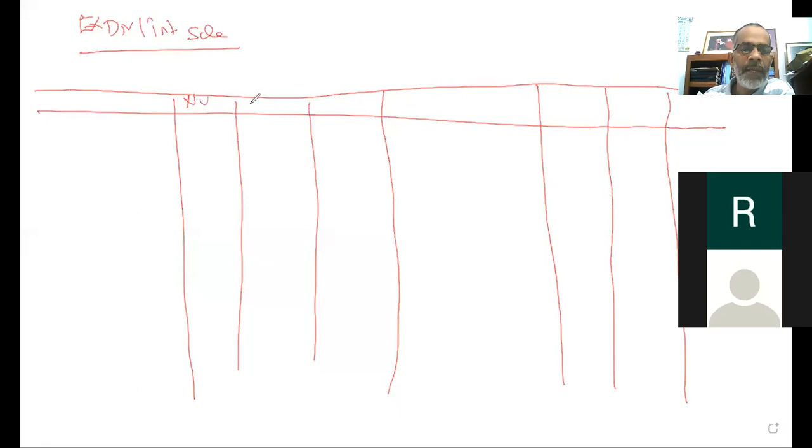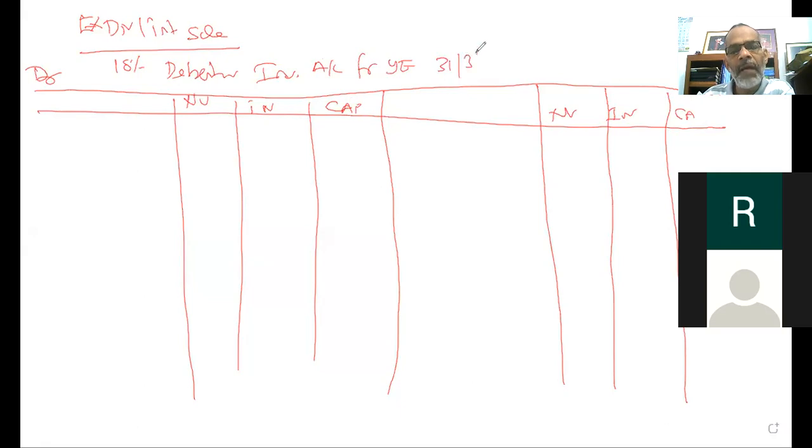First column nominal, second column income, third column capital. Nominal value, income column, capital. This is the debit side of the investment account, this is the credit side of the investment account. 10 percentage debentures investment account of Ravi Limited for the year ended 31st March 2016.